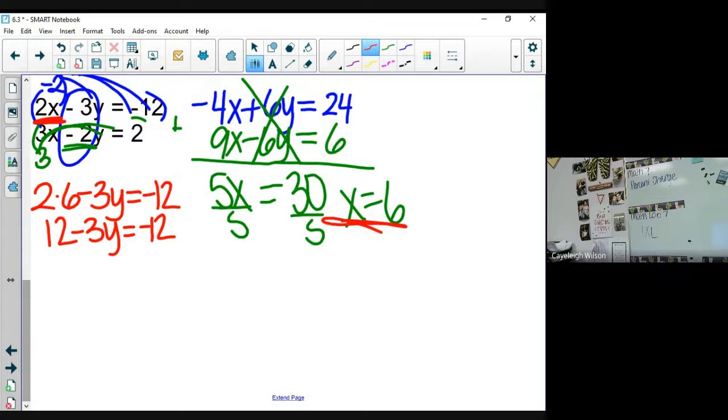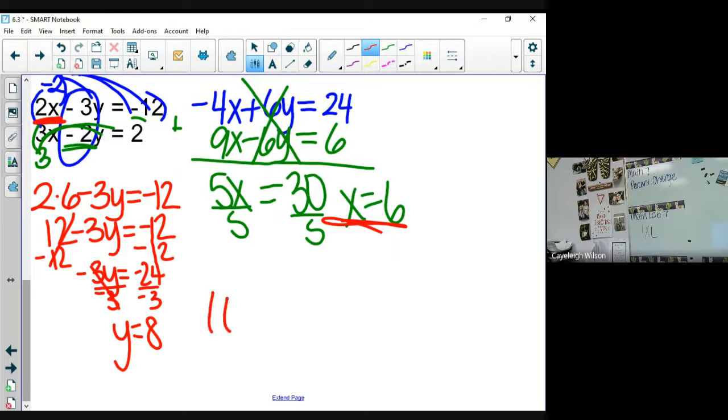Franklin, look, +12, subtract out, so -3y equals -24. Did you add? Oh, yeah, he added 12 instead.